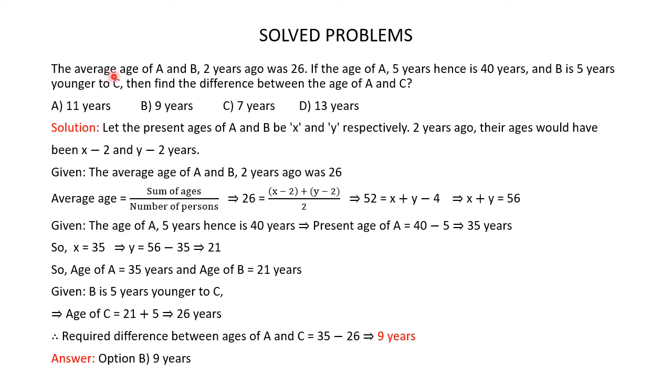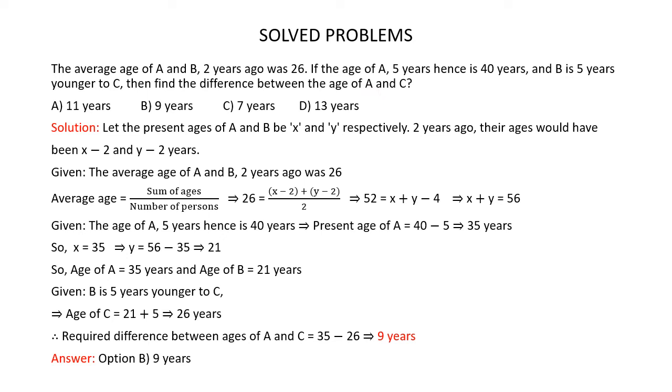The average age of A and B 2 years ago was 26. If the age of A 5 years hence is 40 years and B is 5 years younger to C, then find the difference between the ages of A and C. You are given 4 options here and you have to find out which of these options is the correct one. So here you are asked to find the difference between the ages of A and C.